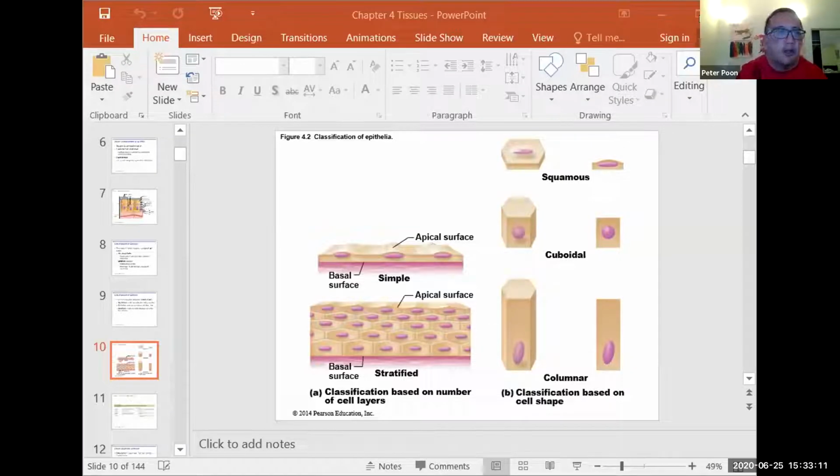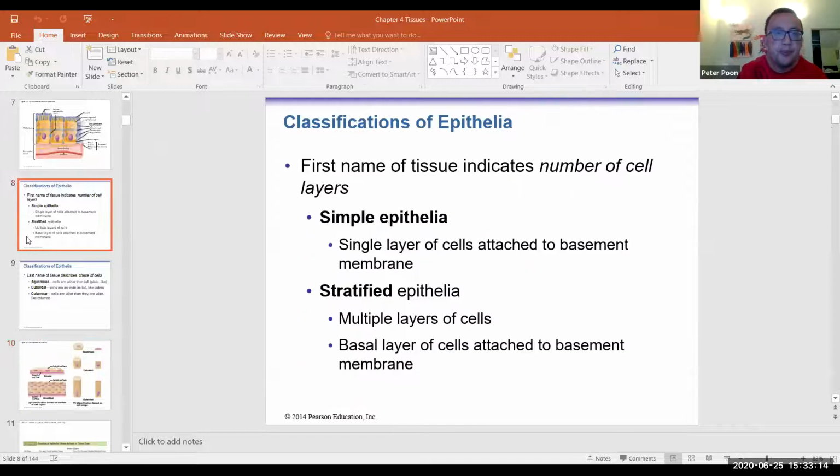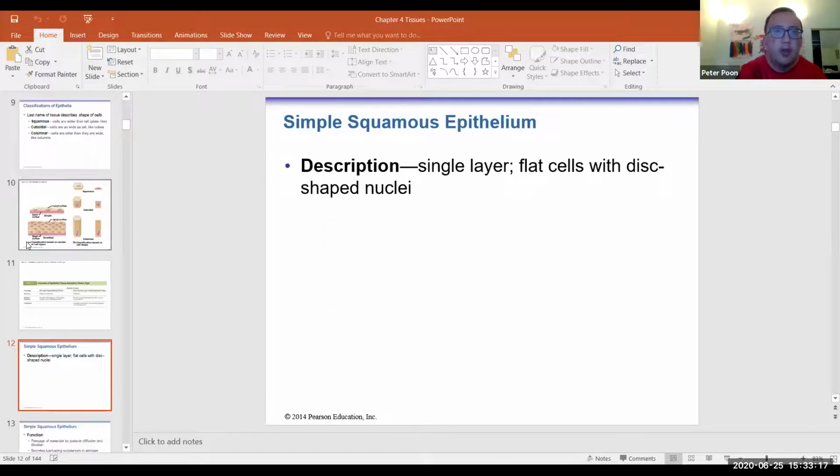Time to move on to chapter 4. All right, so this is where we ended yesterday. Now let's go over the different types of epithelium.